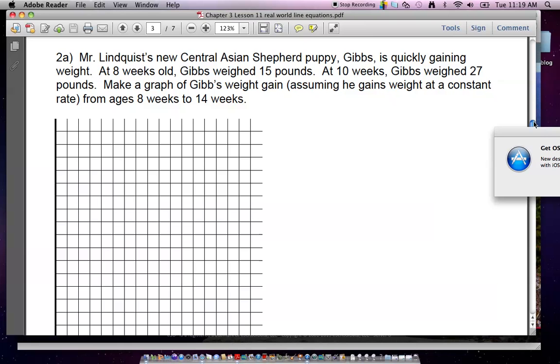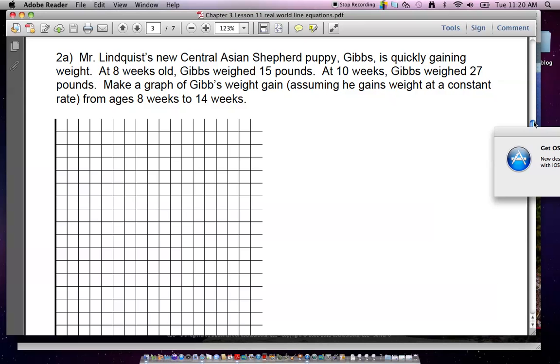Okay. Now, constant rate, what does that mean? Straight line, good. Now, you're going to need to set this graph up. First off, is Gibbs ever negative old? No. So I don't need the negative half. And is Gibbs ever negative weight? No. So I don't need the bottom and I don't need the left-hand side. So this is a first quadrant only graph.